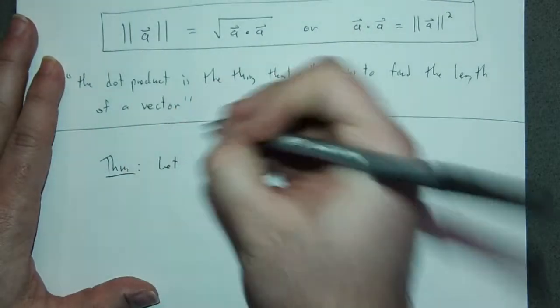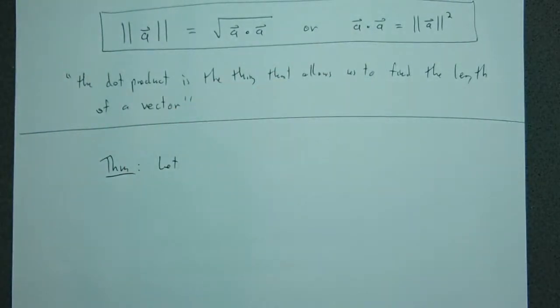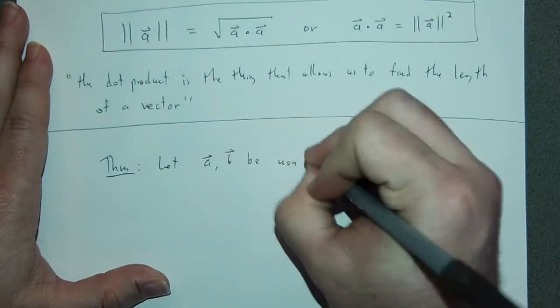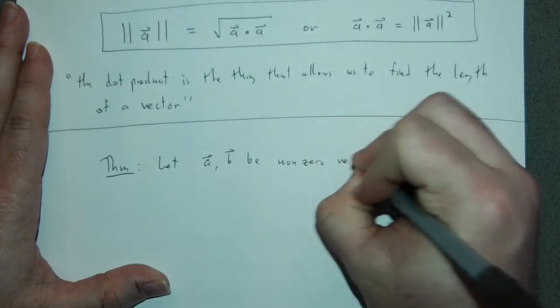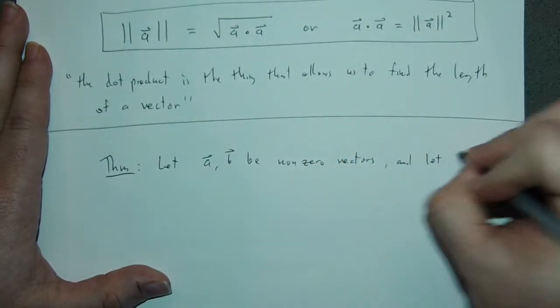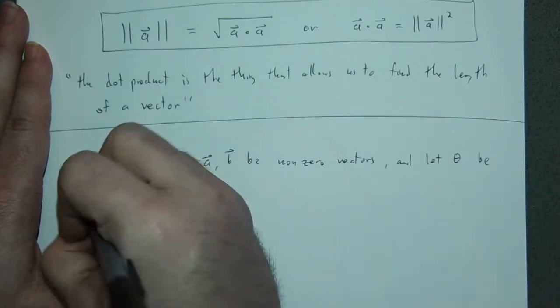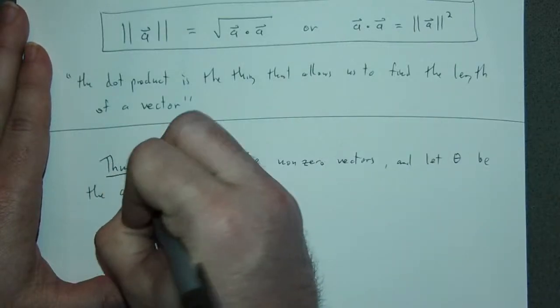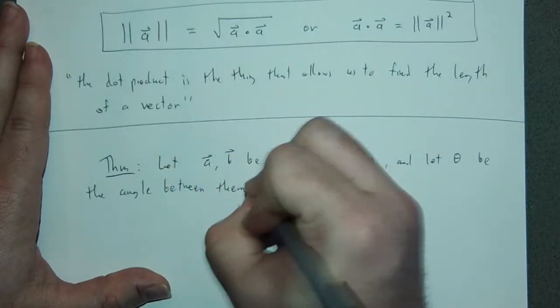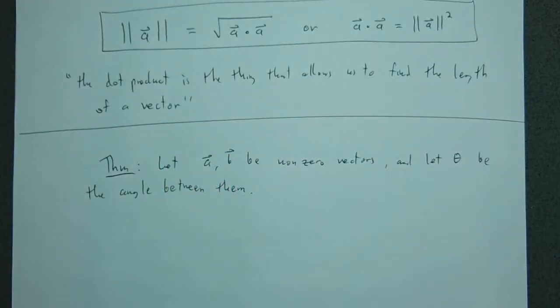Let A and B be non-zero vectors. That means they're not the zero vector. And let theta be the angle between them. Well, we haven't talked about the angle between vectors yet, but remember, every vector can be considered as sitting with its initial point at the origin. So talking about the angle between them, even in space, right?